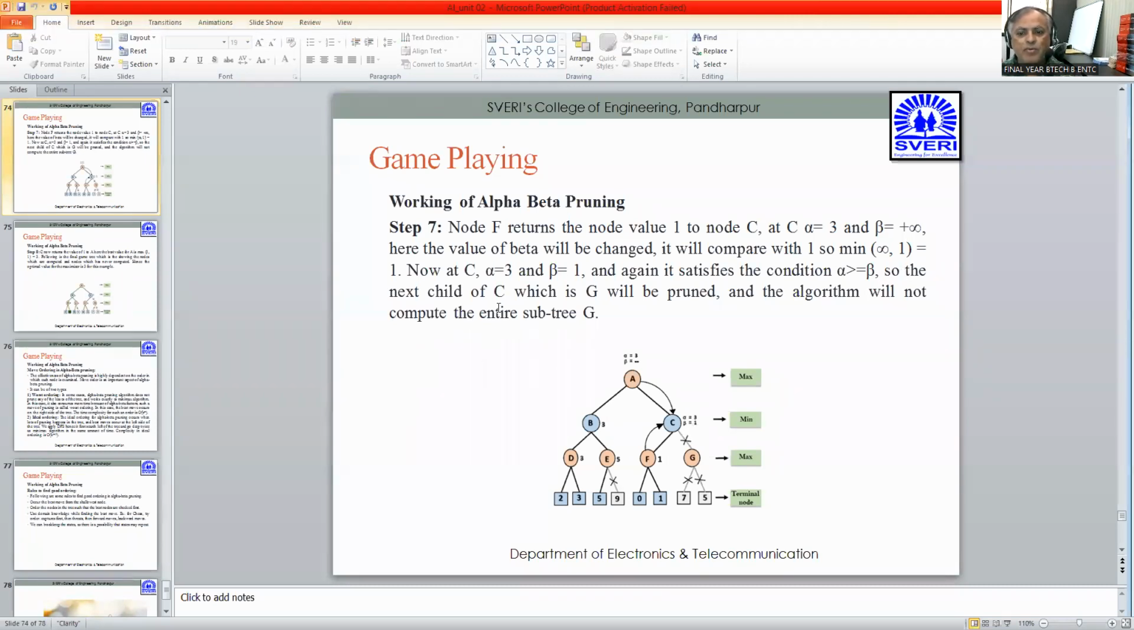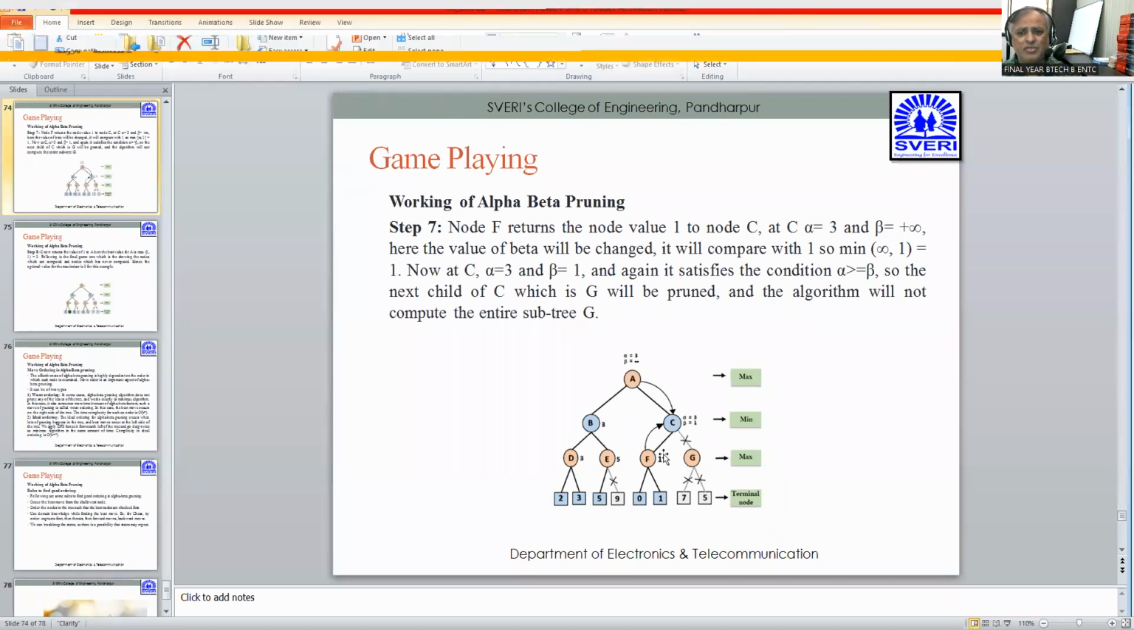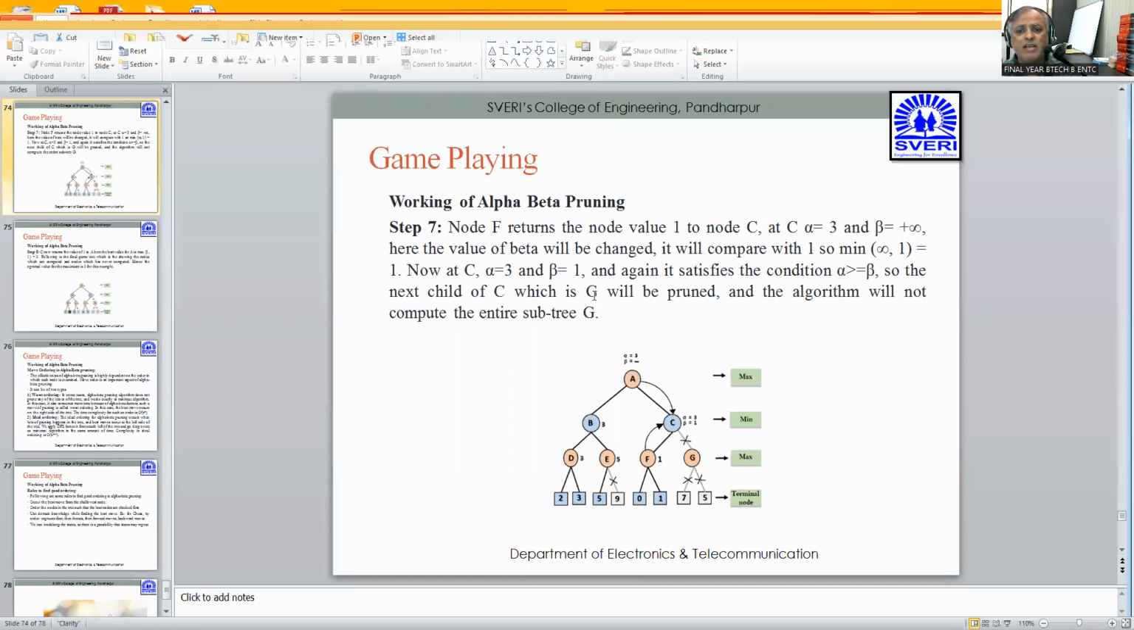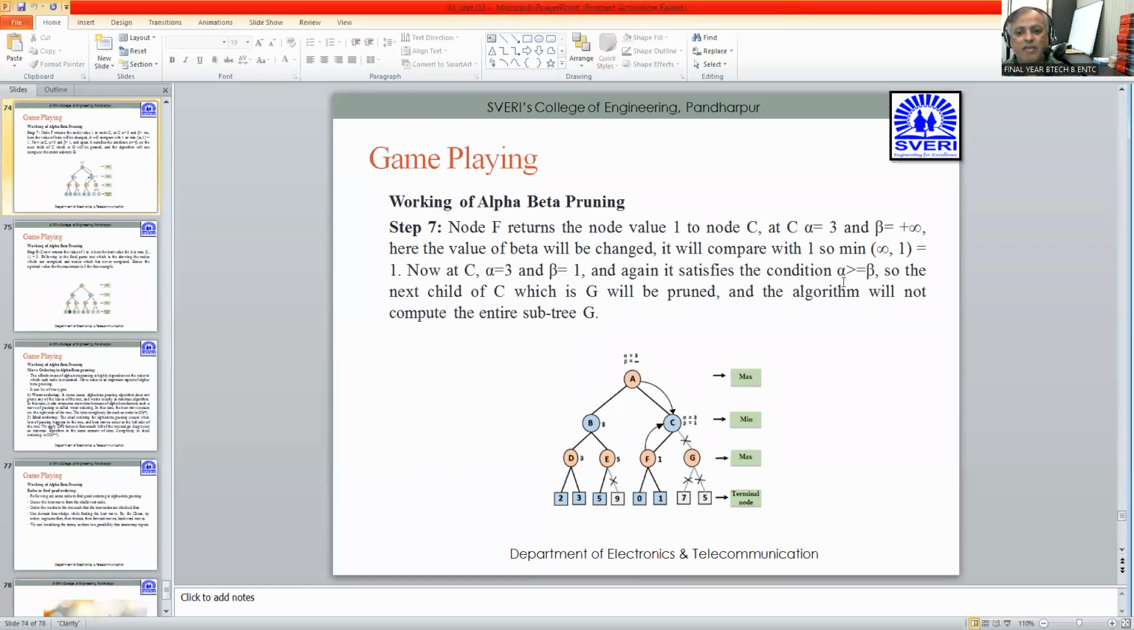So the next child will be equal to C. So now at C, alpha is equal to 3 and beta is equal to 1. Again, it satisfies the condition alpha greater than beta. Here alpha is greater than beta. So the next child of C, which is G, will be pruned, and the algorithm will not compute the entire subtree G. So it will not go further. Understanding? So this way it will perform only up to C, considering C to F. In this case, what will happen is that as soon as it satisfies alpha greater than or equal to beta, it will not go further.